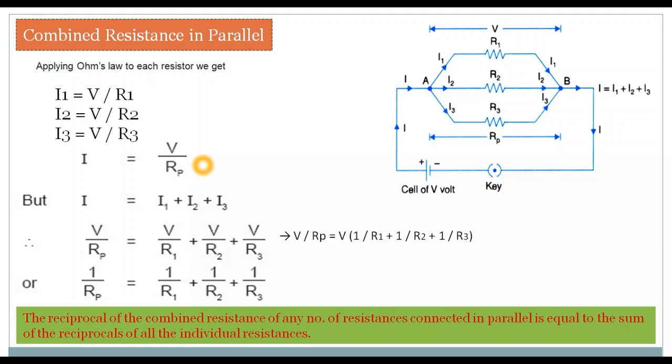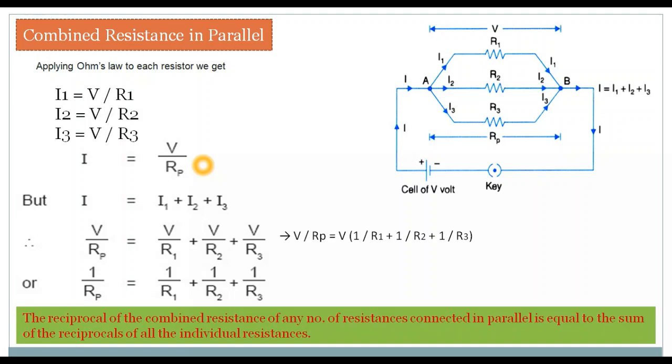So you can see here in series it was the sum of individual resistances, and in parallel it's the reciprocal of individual resistances. The reciprocal of resistance will give us a lesser value, and the sum of individual resistances will give a larger value. That means the combined resistance in series is more, and the combined resistance in parallel is less. That is why when you have to increase the resistance, you connect the appliances in series, and when you have to decrease the resistance, you combine them in parallel.